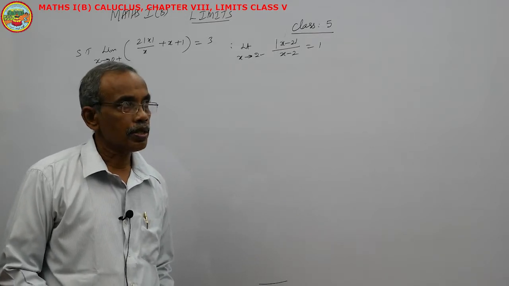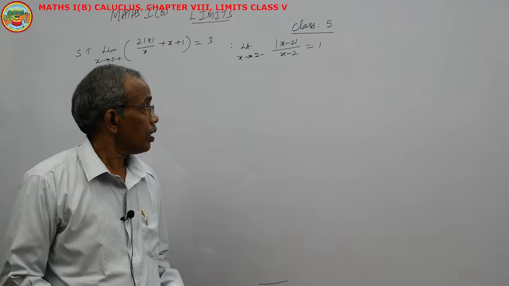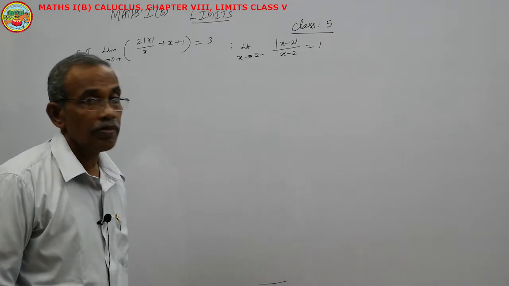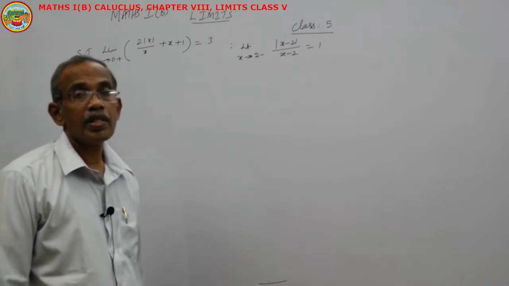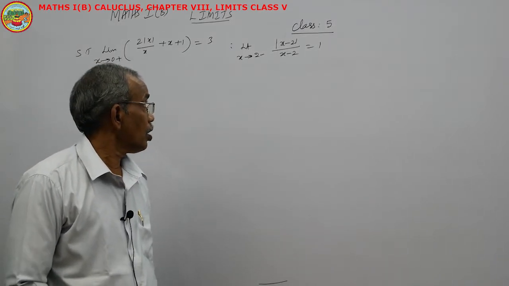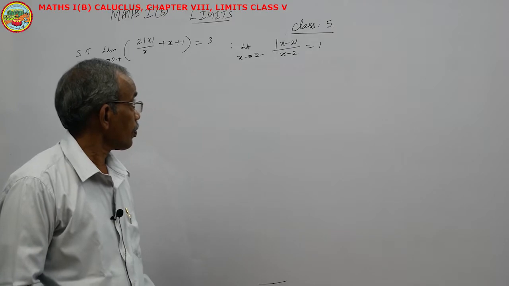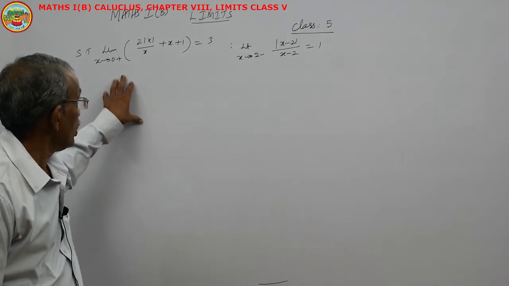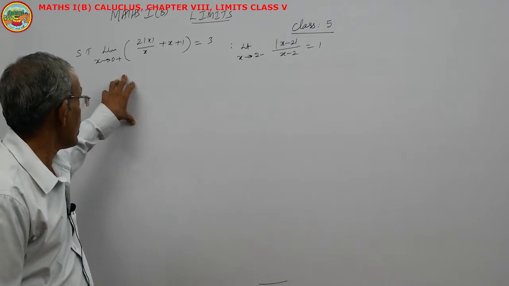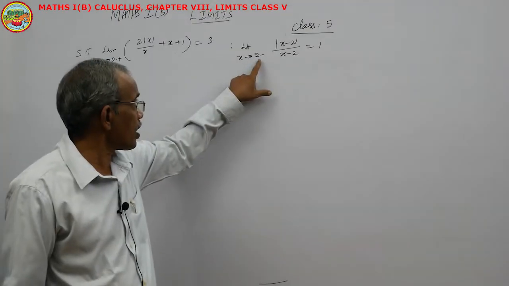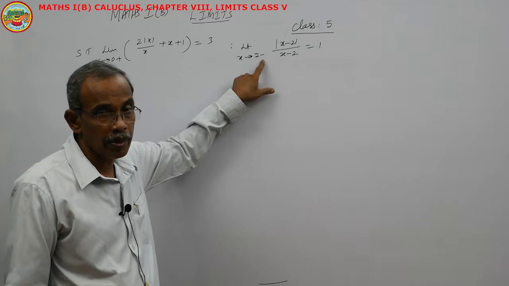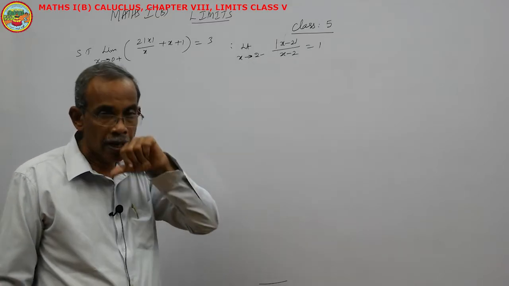In the previous class, we discussed the limits of functions, that is, infinite limits or limits at infinity. Today, we are going to study one-sided limits. x tends to 0 plus is the right hand limit, and x tends to 2 minus is the left hand limit. These limits are called one-sided limits.